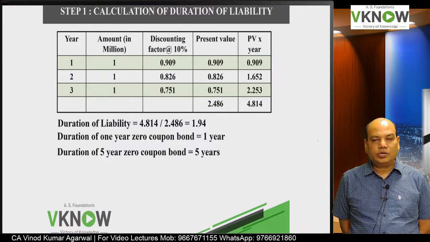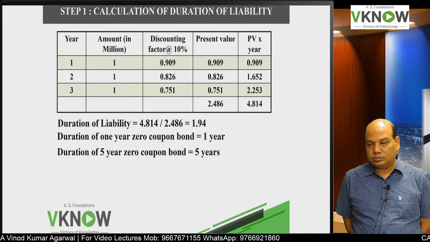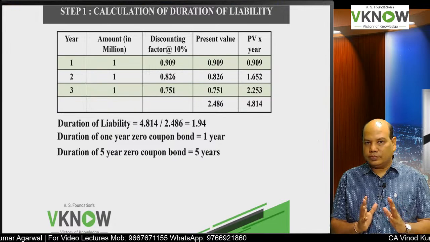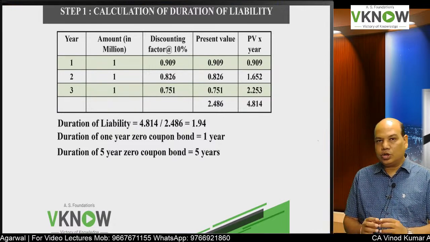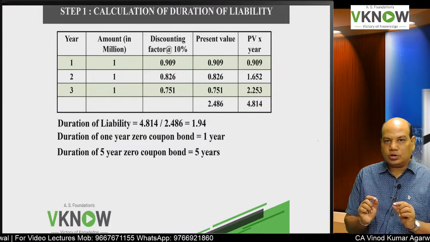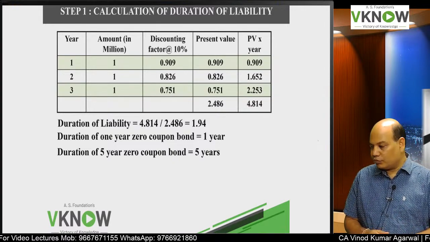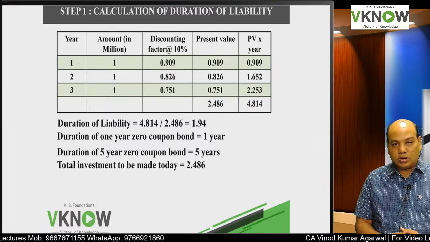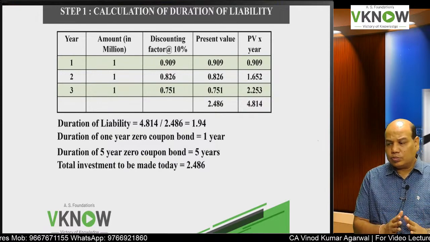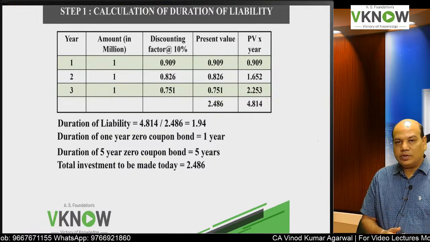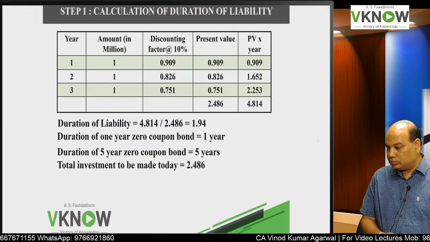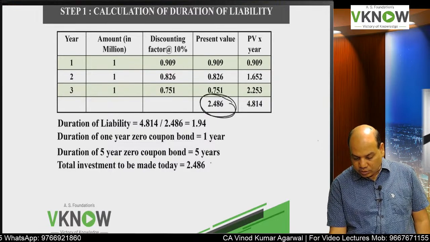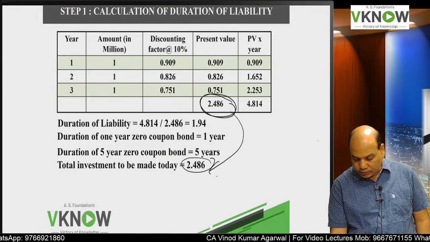Duration of a 5 year zero coupon bond is equal to 5 years. So you have to find out the weight of these two bonds so that the duration of the bond portfolio is 1.94. Can you please try? What should be the weight of these two bonds? Next line, write down total investment to be made today.